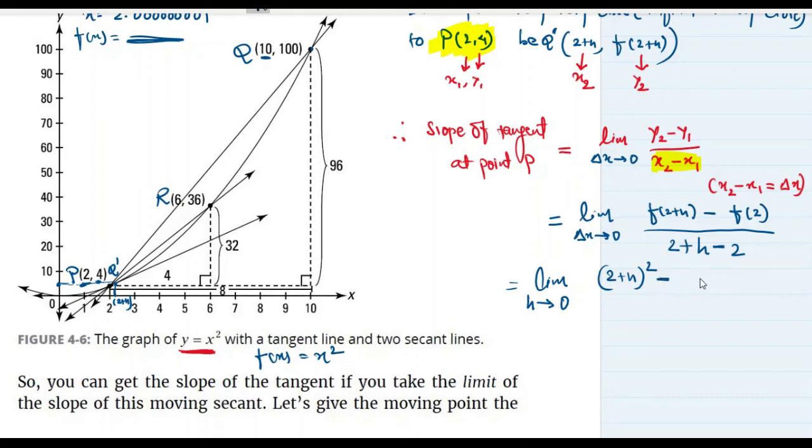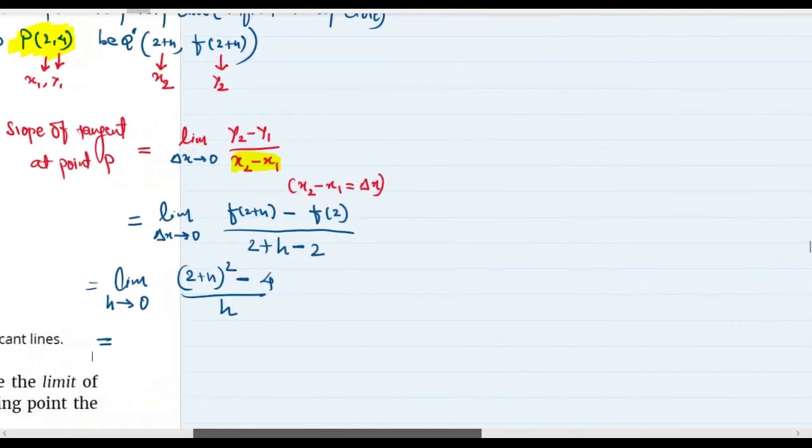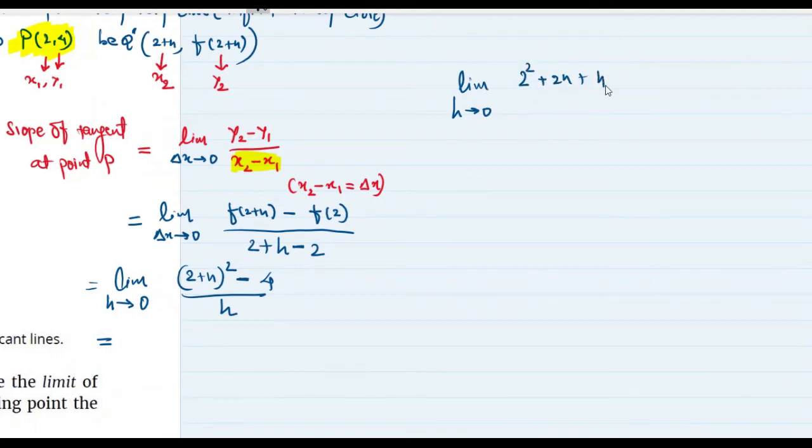Minus f of 2. Now what is f of 2? You square 2. What do you get? 4. Yes. Upon 2 plus h minus 2, which is nothing but h. Okay, so let's solve this further. Let's solve this limit. So this is a normal limit question, and we know how to solve limits. So limit when h tends to 0 of 2 plus h the whole square, which is 2 square plus 2h plus h square, minus 4, upon h. Let's solve this with normal algebraic rules.